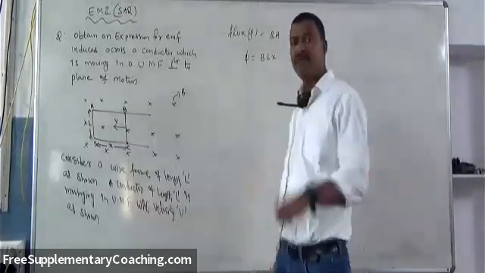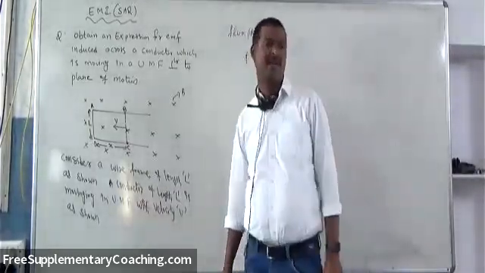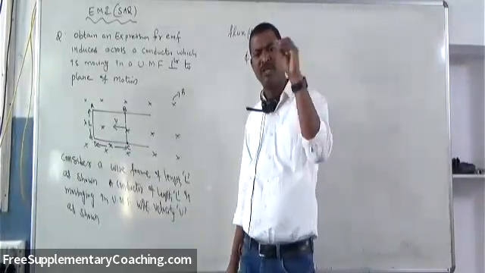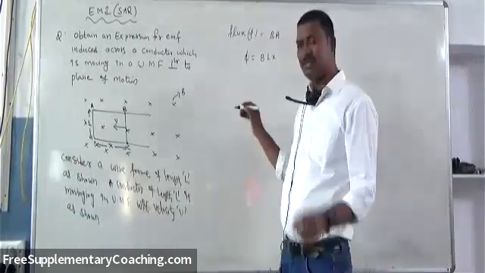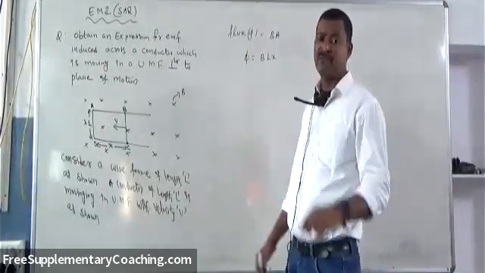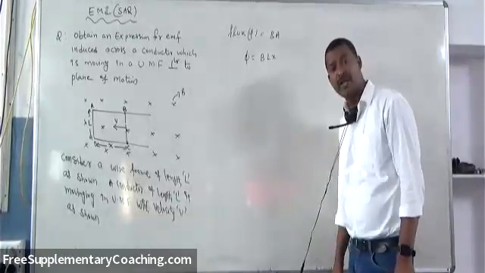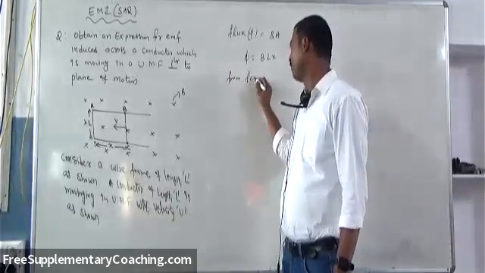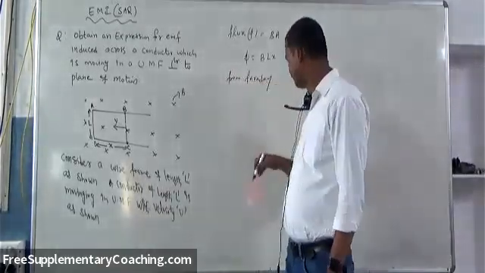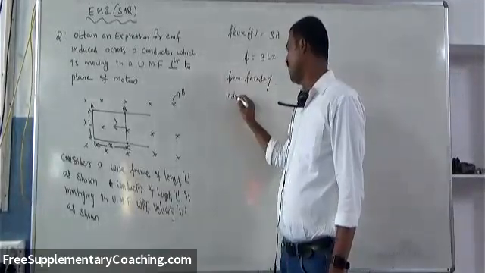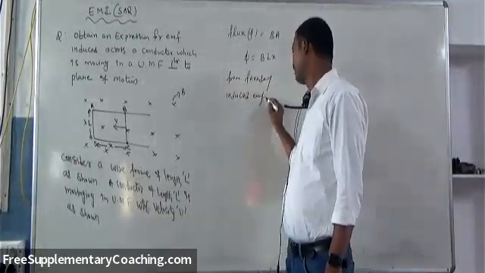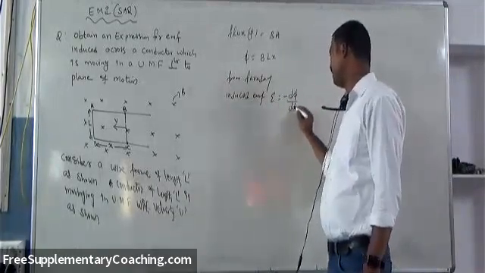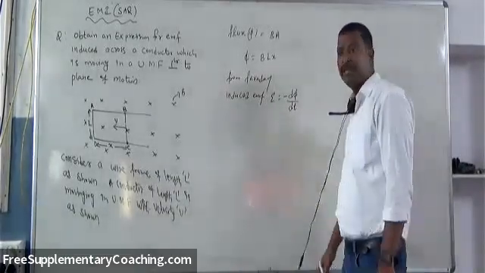But from Faraday's law of electromagnetic induction, the induced EMF in a loop, or in a conductor, is directly proportional to the negative rate of change in flux. So from Faraday, the induced EMF E is equal to minus d phi by dt.